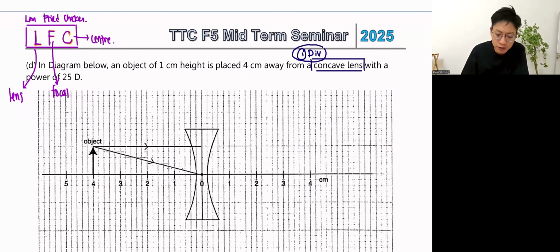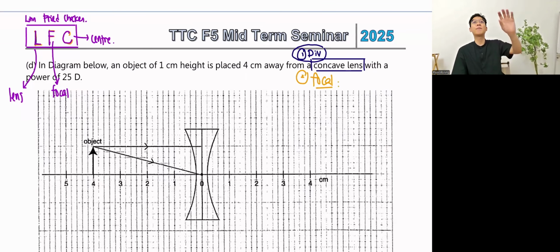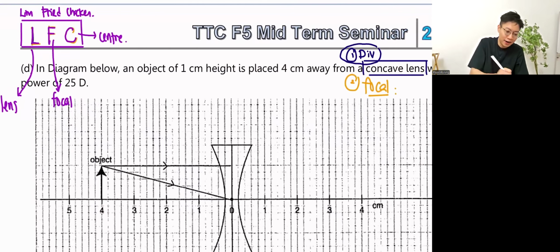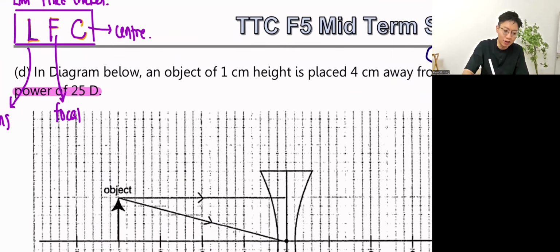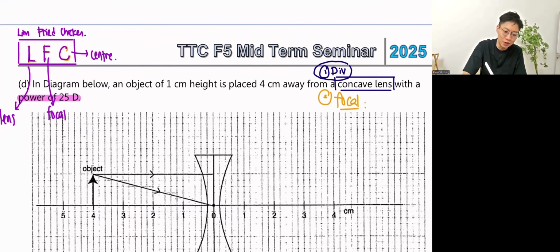Okay, now, diverging. Number 2, then you have to find where the focal point is. This question, they purposely make it more complicated. Why? Because they put in a power of 25D, a special power. What is this power? Power has its own formula.